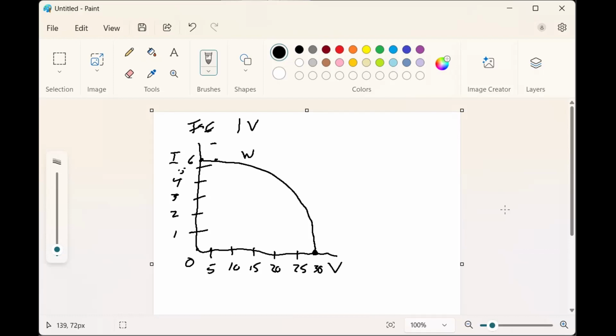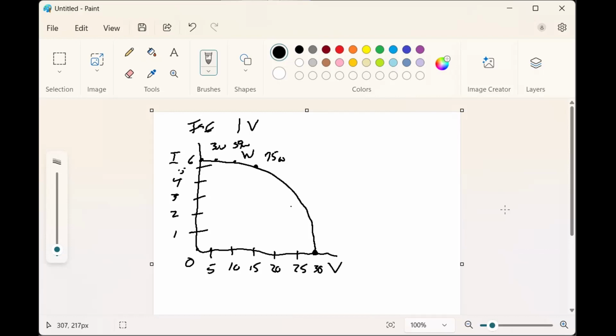Well, then you're going to have 30 watts. Then you go to 10. If it's still close to 6, maybe it's 5.9, so we'd be at 59 watts. We go to 15, and let's say now it's at 5 amps. 15 times 5 is going to be 75 watts.